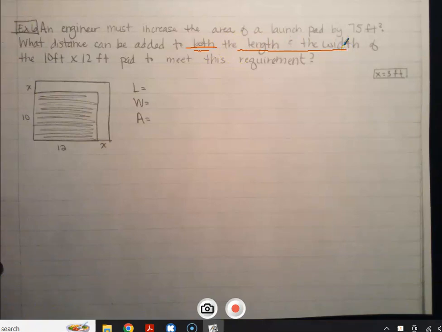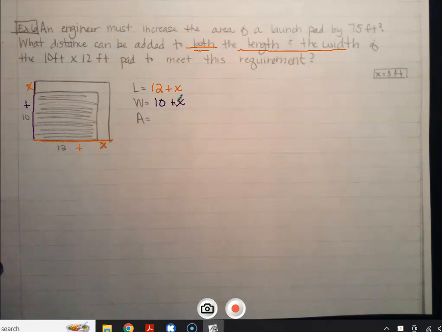So I've drawn this picture and shown our 10-foot by 12-foot launch pad, and then I've added a section of x dimension to both the length and the width. What would that make the length, right? If this is my length, it's always the longer side. My length should be these two added together. So the length would be 12 plus x. And my width, then, I have 10, and I had to add the x. So my width is 10 plus x.